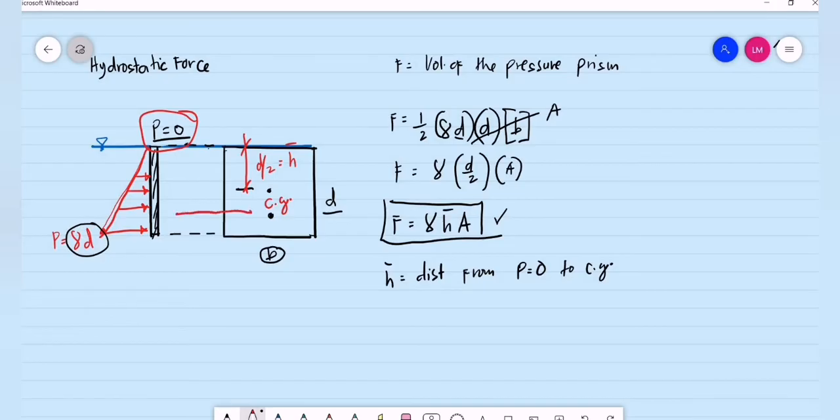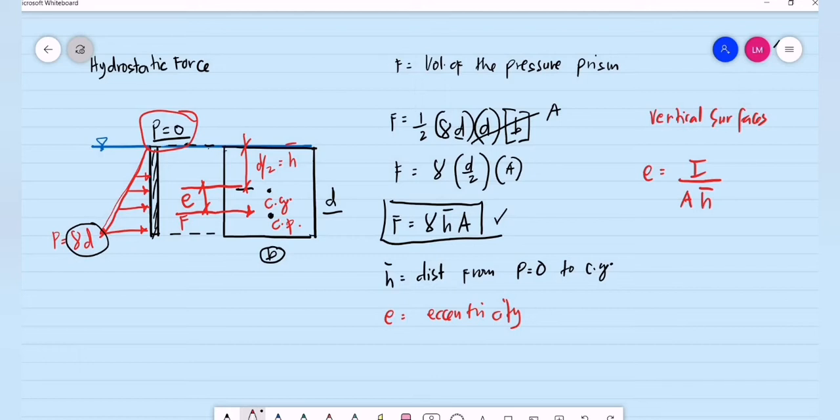The total hydrostatic force will not be acting on the center of gravity. It will be acting on the center of pressure. So this will be your hydrostatic force. What is the distance from the center of gravity to the center of pressure? This is e. So what is e? This is the eccentricity. So how do we compute for the eccentricity for vertical surfaces? This is for vertical surfaces only. That is, eccentricity is equal to the moment of inertia of the submerged surface divided by the area multiplied by h bar. This is our formula for eccentricity.